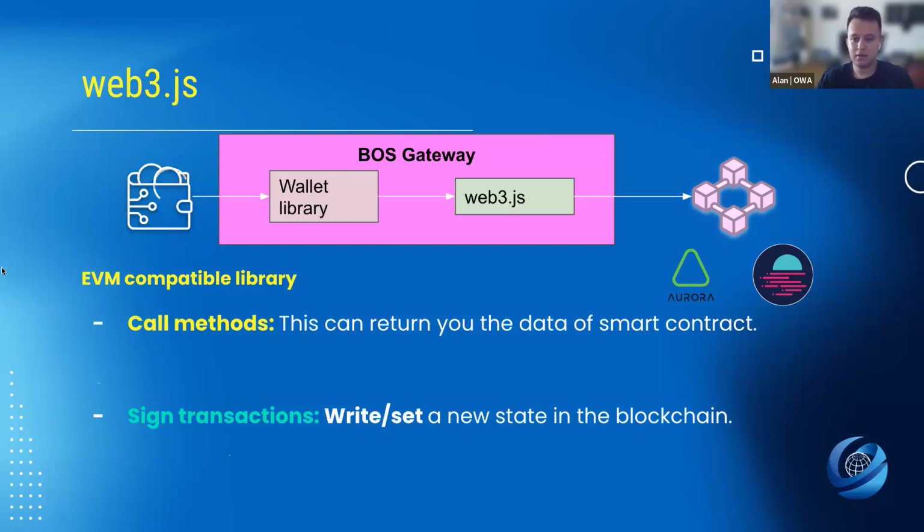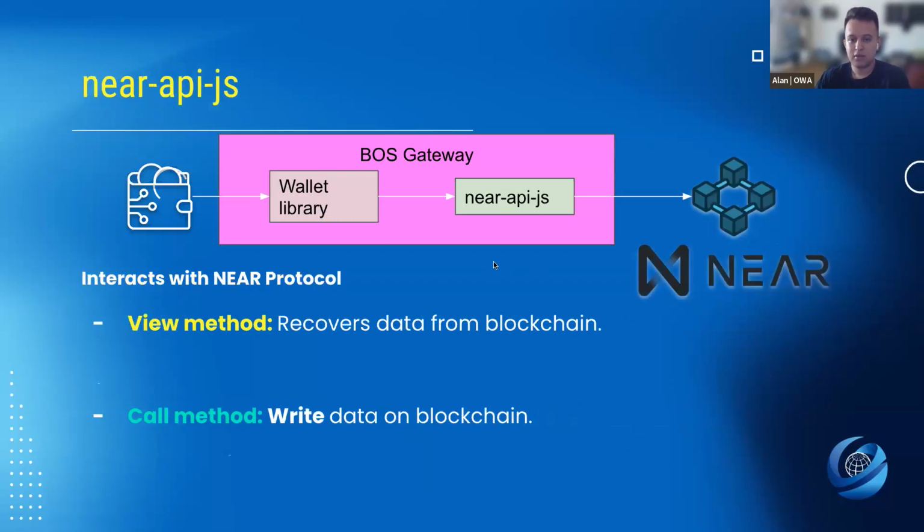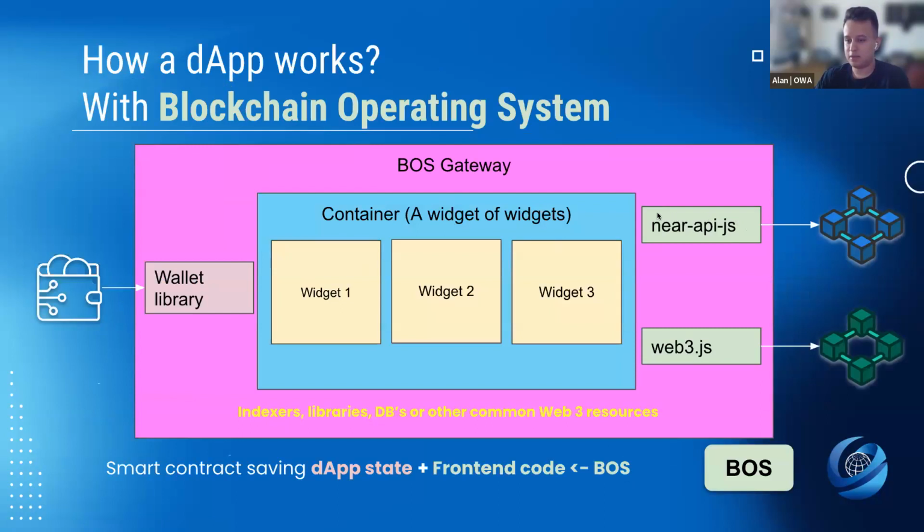No more than that. I will go back just to show one thing. As you can see, here we have the NEAR API, we have Web3.js, all of these connect with blockchains, but you can create your own gateway that connects to any blockchain. So it's not mandatory that you use NEAR or Web3.js to start interacting with blockchains. You can use any blockchain.